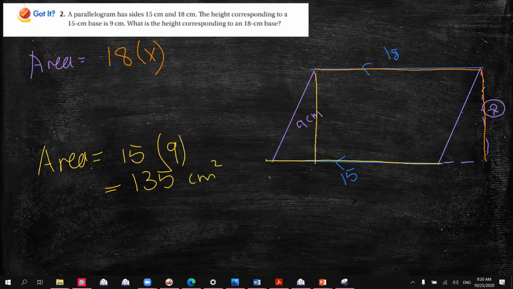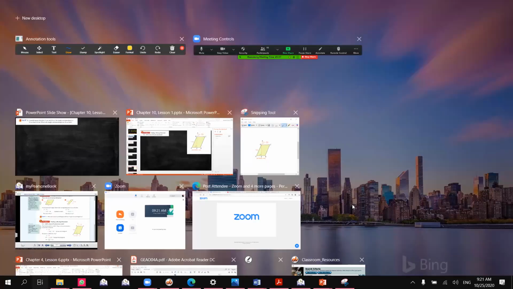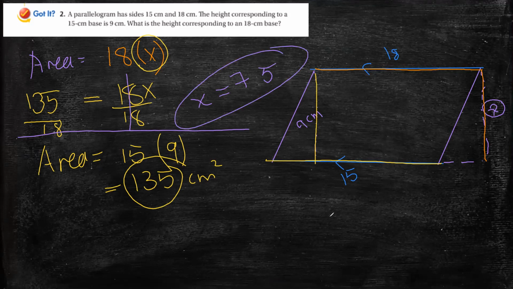So another student can say, teacher, I can find the area of the parallelogram by multiplying 15 times 9, which is 135. Since we have the same parallelogram, I have the same area. So I will use this number that I found before to find the unknown dimension, which is X. So 135 equals 18X. Divide by 18, divide by 18. So X now is 135 divided by 18, which is 7.5. Is it clear?